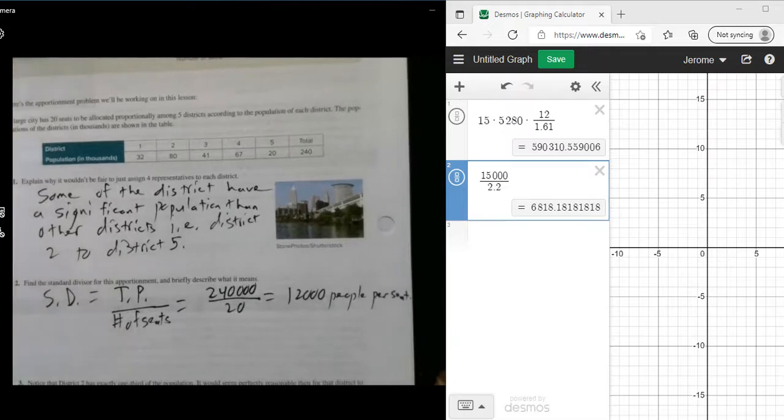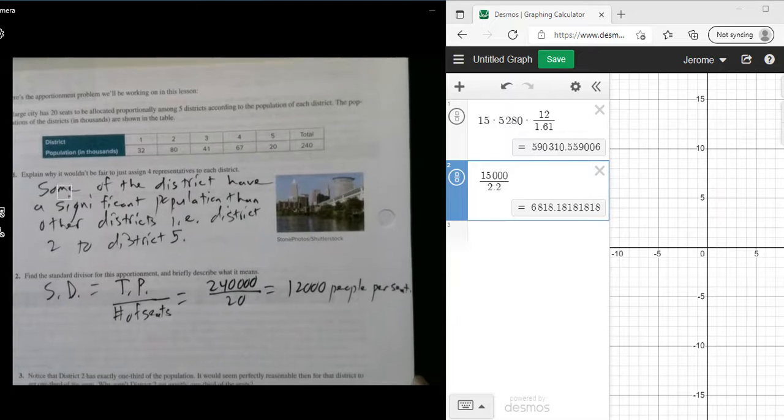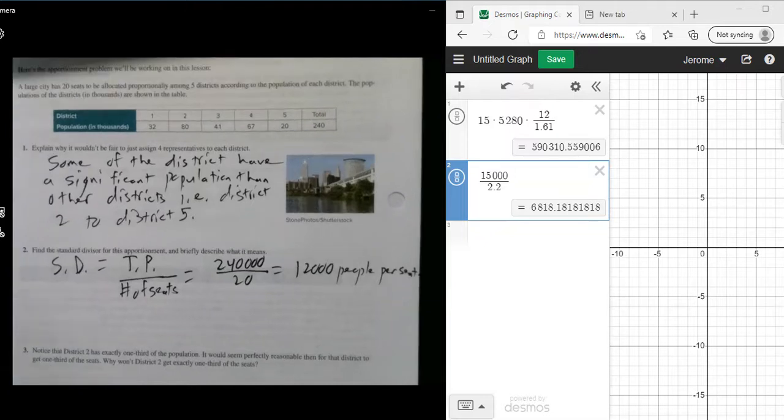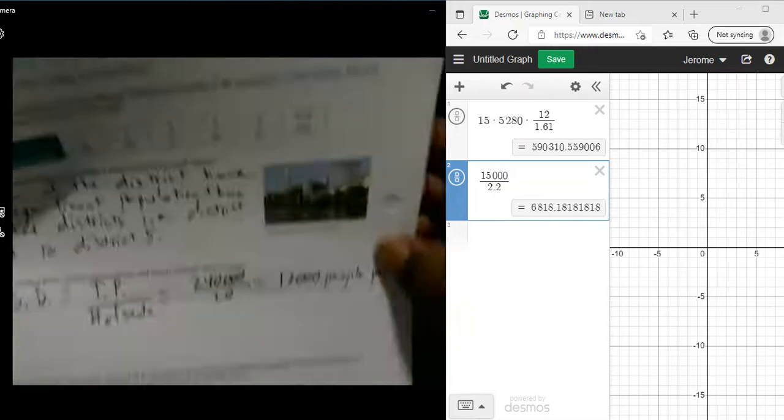It's 12,000 people per seat. Now, just to let you all know, because some people still don't have their course facts yet, this problem. Okay, class, we look here at problem number 3.